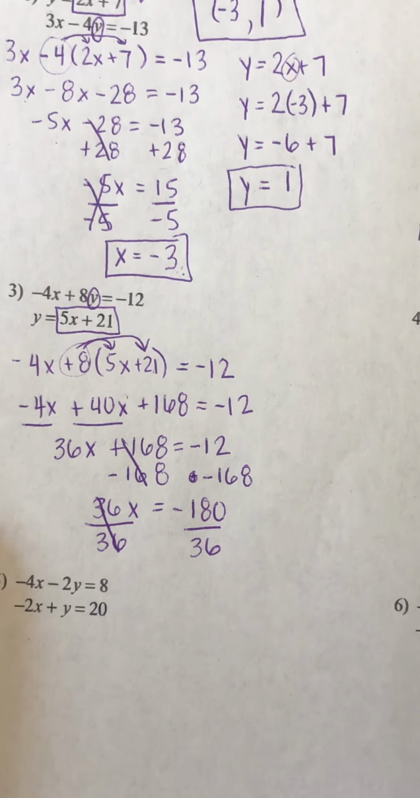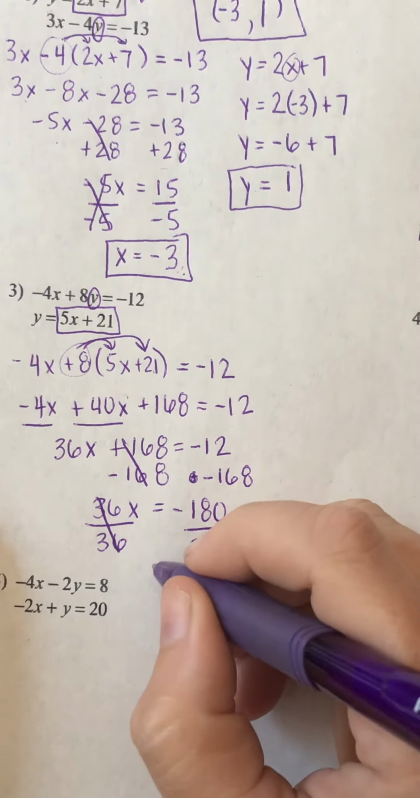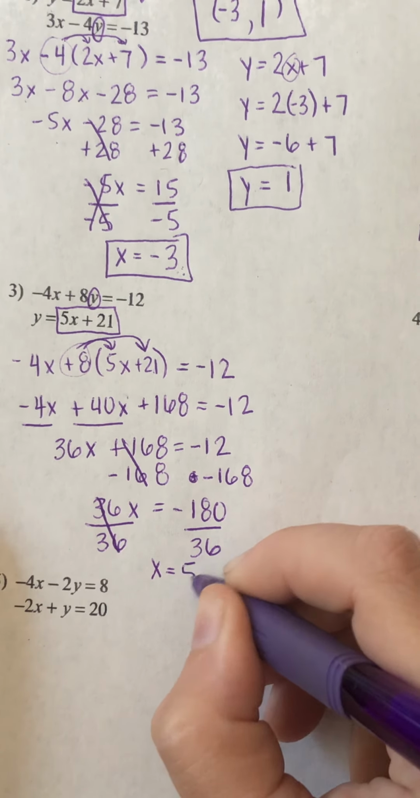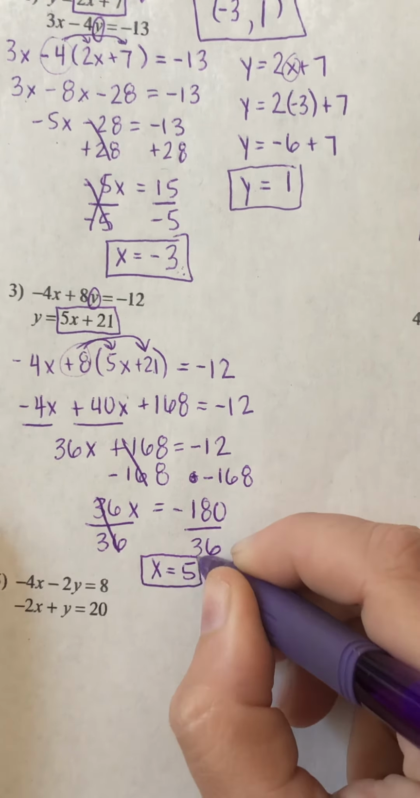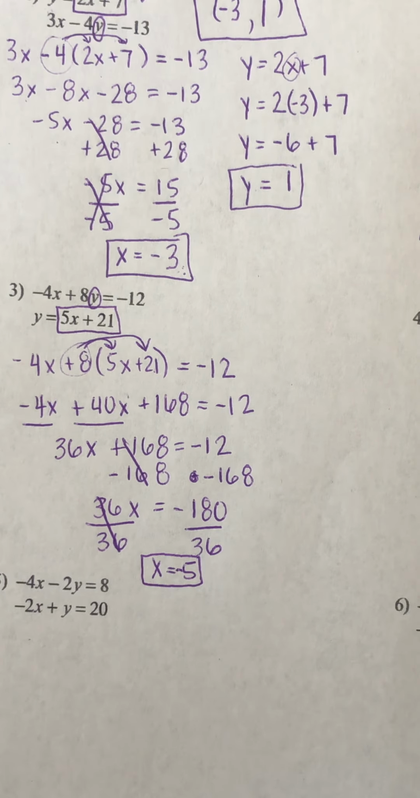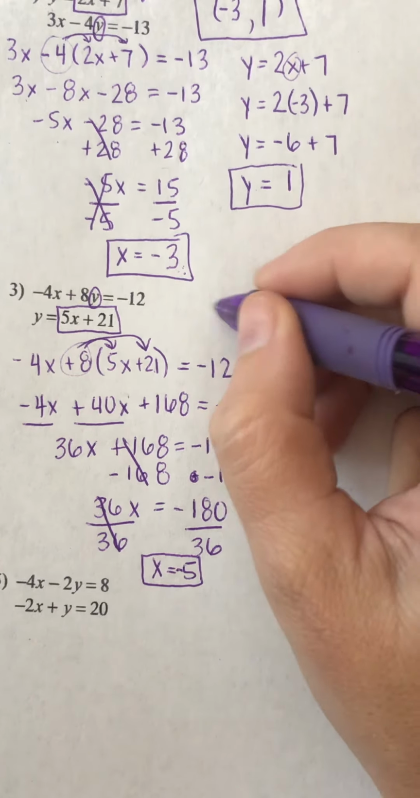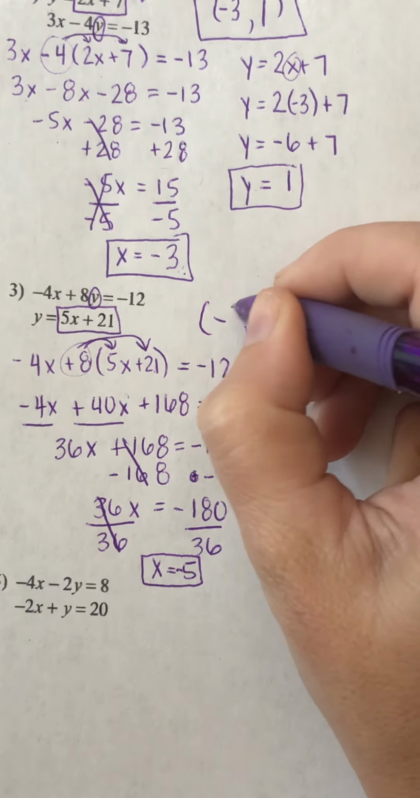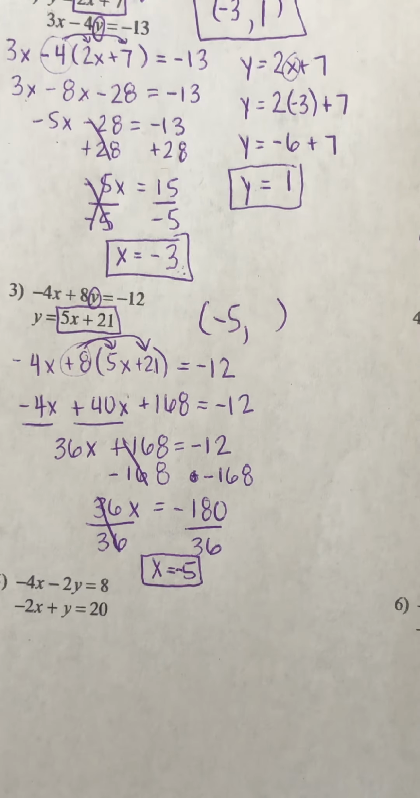Again, we want to pay attention to our sign though. So we end up with x equals, and we have a negative divided by a positive. We said 36 went into 180 5 times, and we do need to make sure that that stays negative, so that there is -5. So our solution, remember, is a point. Our x value here, -5.